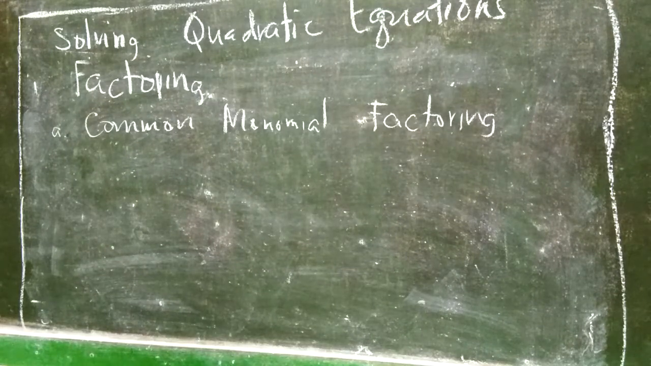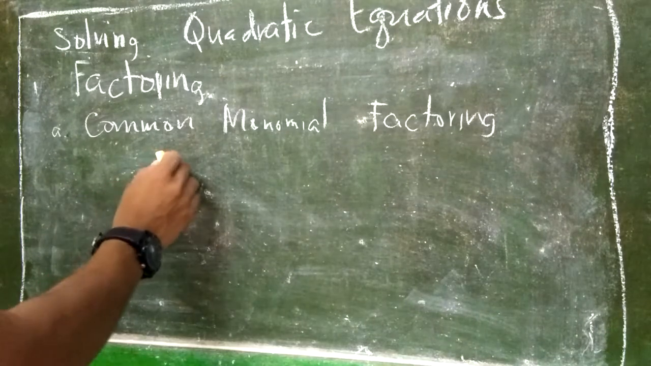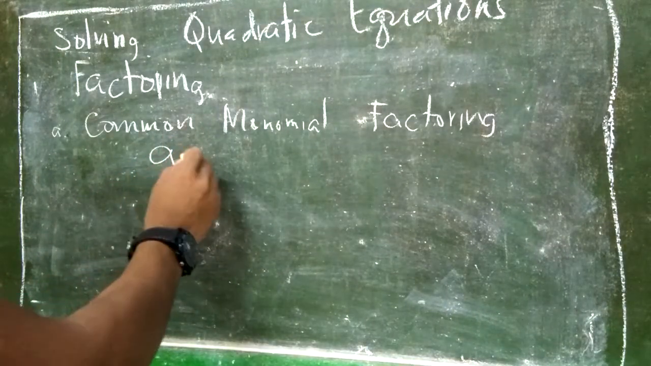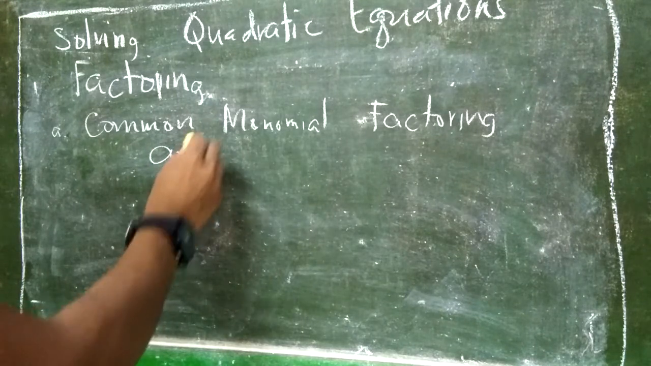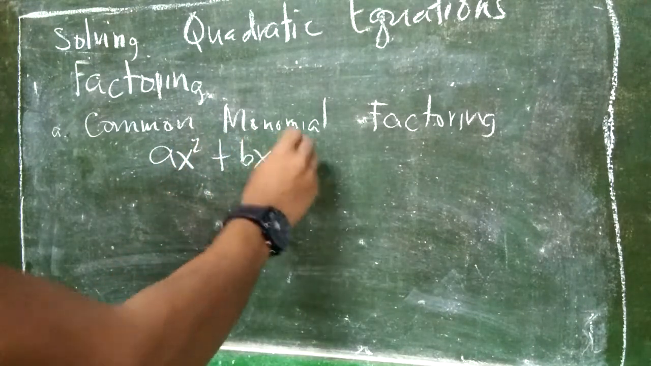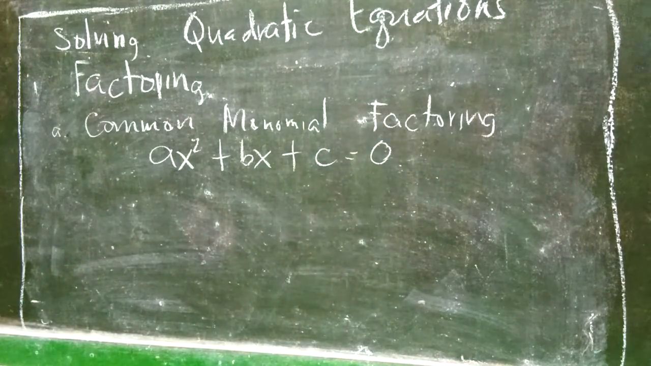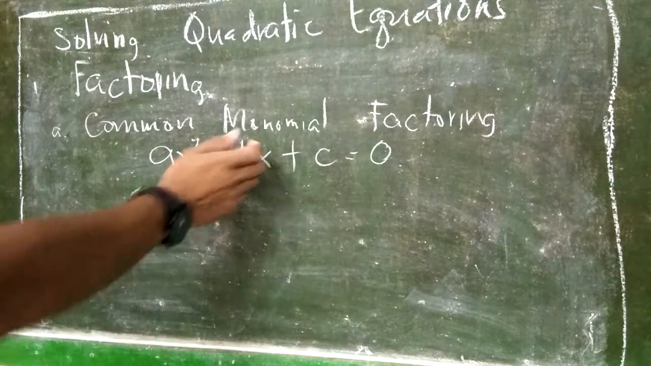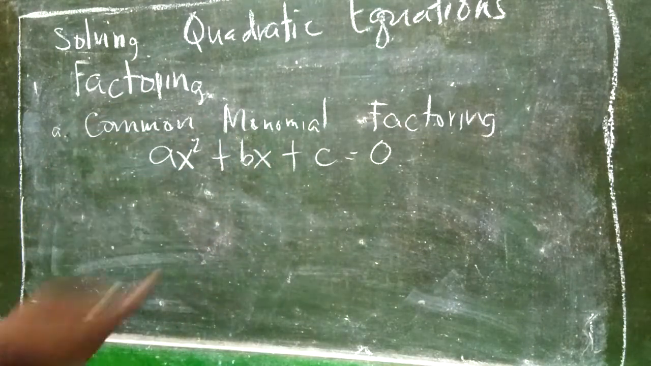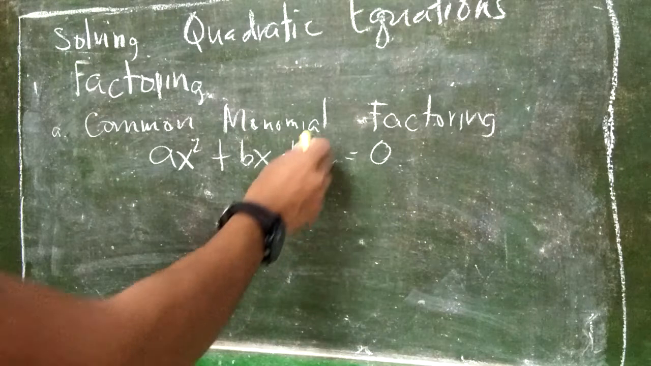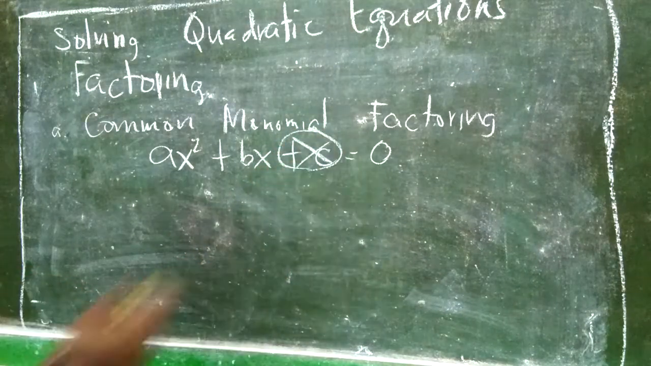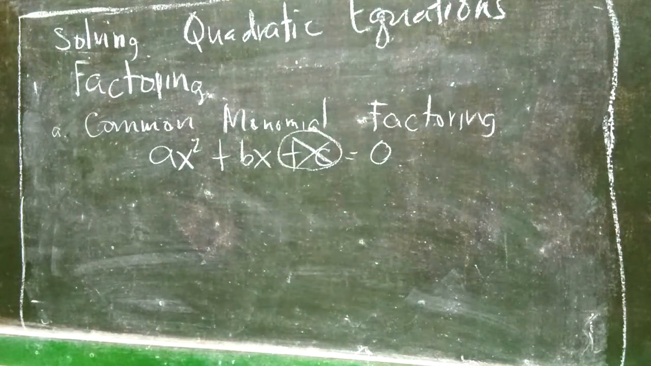Ibig sabihin, yung value ng c ninyo dapat ay equal to 0. So, kung matatandaan natin, maaalala natin, yung standard form natin ay ax squared plus bx plus c is equal to 0. Okay, kung sa extracting square roots, dapat ang wala ay itong linear term. Dito naman sa common monomial factoring, dapat ito ang wala. Okay, so paano ba gamitin yan?